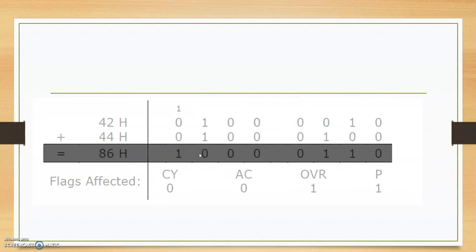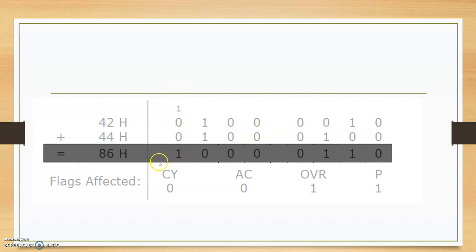Let's take another example, that is 42 plus 44. You get 86. You know that 86 is out of the range, as it is greater than 7F. So adding 42 and 44, you get the answer: 0 plus 0 is 0, 1 plus 0 is 1, 0 plus 1 is 1, 0 plus 0 is 0, 0 plus 0 is 0, 0 plus 0 is 0, 1 plus 1 is 0 with carry 1, and 0 plus 0 plus the carry gives 1.